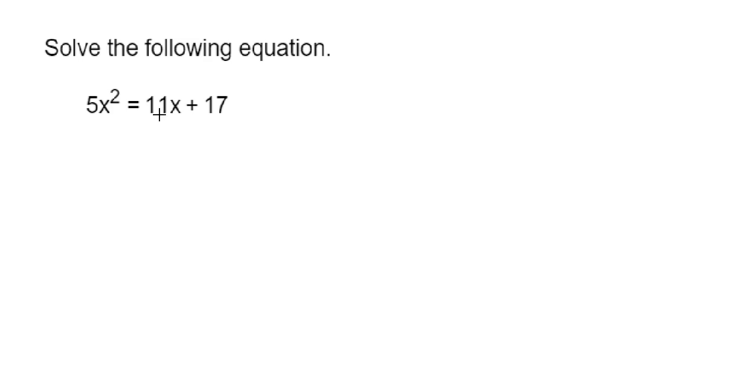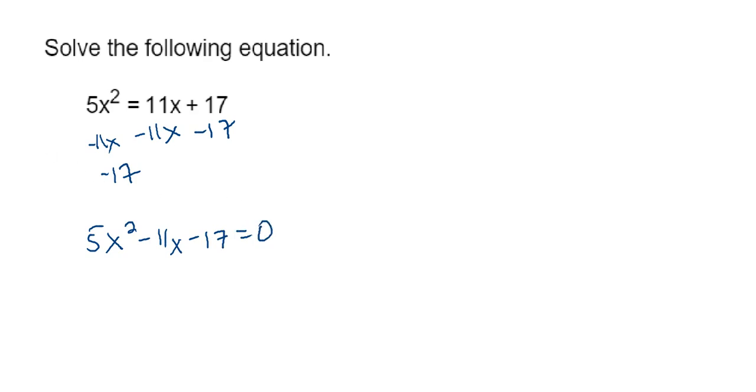So I don't like having a be a negative number. So I will do whatever I can to keep a as a positive number. So I want to keep this as a positive 5, which means I'm going to actually subtract the 11x and subtract the 17 over to the left-hand side. And so we'll get 5x squared minus 11x minus 17 equals 0. And I just think things go more smoothly when a is a positive number.